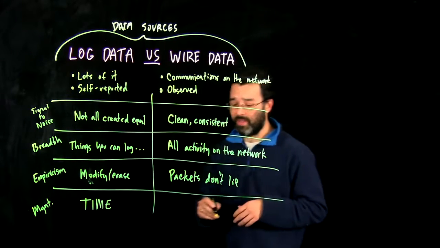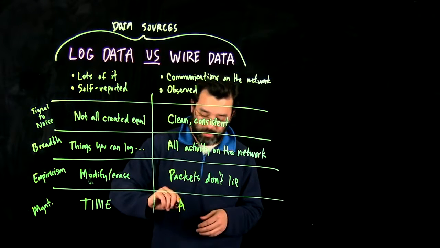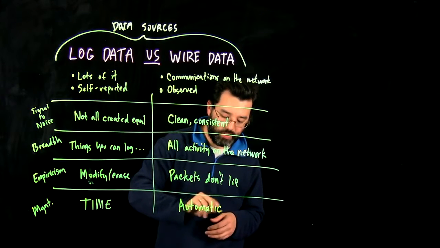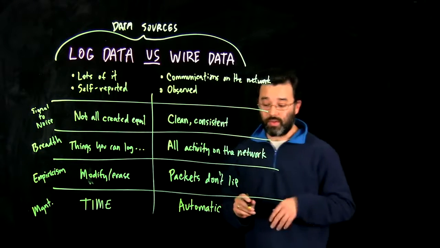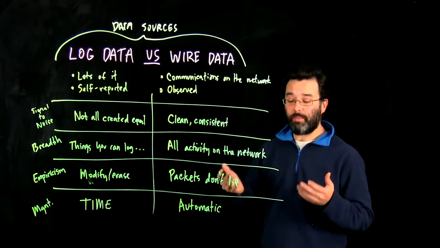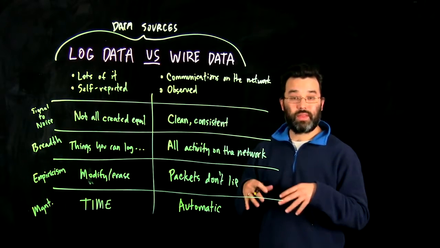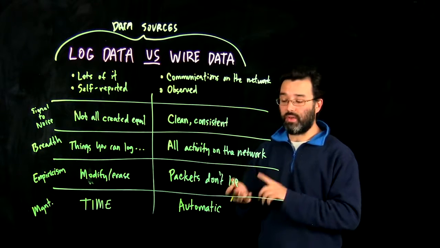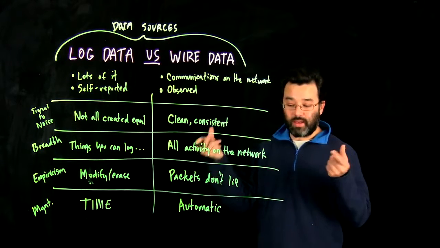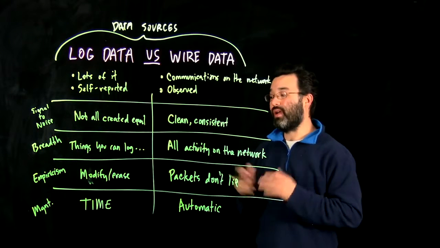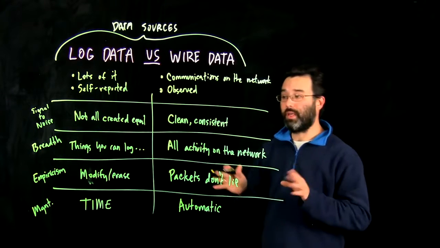Whereas wire data, again, going back to the transport and application protocols, those impose rigor on that data source. So automatically you're going to have the things that you need just there. Everything that the client and server need to communicate is going to be available in wire data, and you're not going to have to manage it. It's going to be clean and consistent.